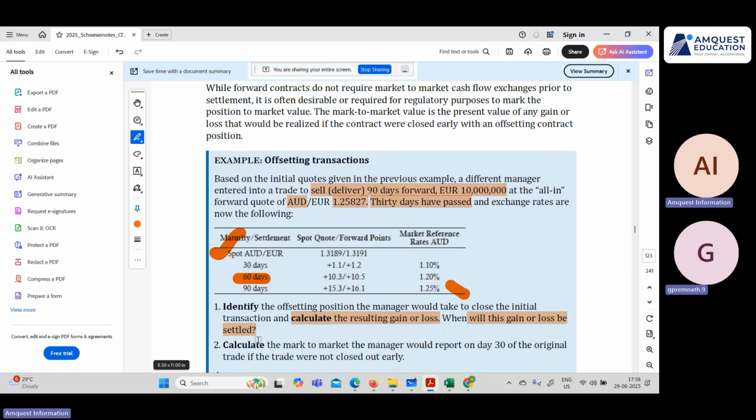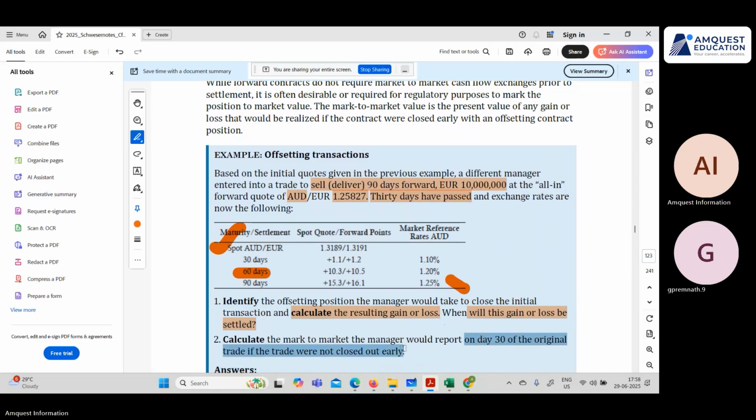And then it says, calculate the mark-to-market the manager would report on day 30 of the original trade if the trade were not closed out early. Now, look at the language. They just unnecessarily complicated this by saying day 30 of the original trade. What does that mean? On day 30 of the original trade. Basically, at T equal to 30.